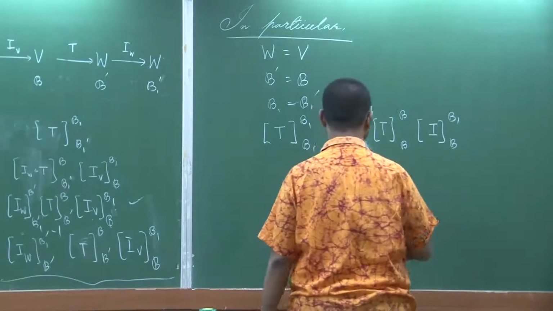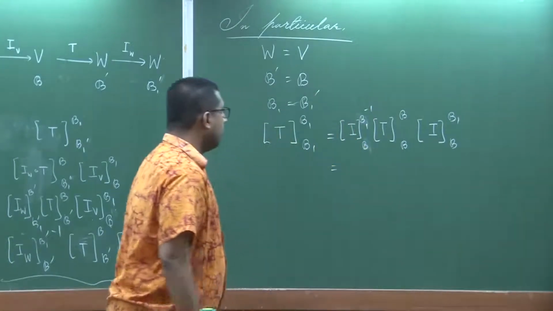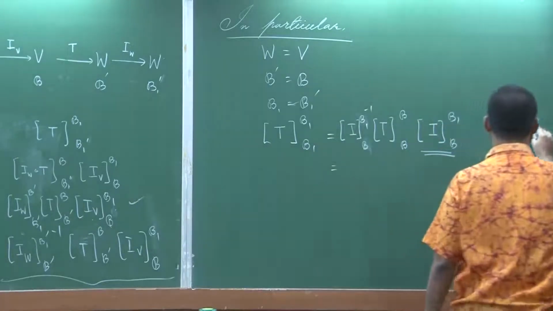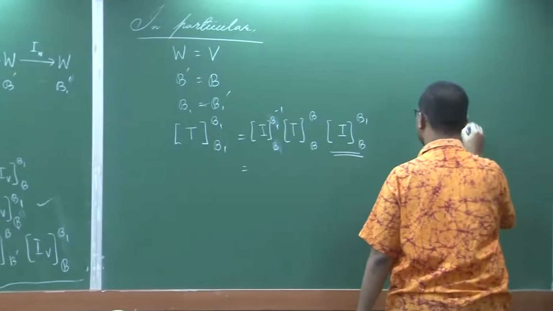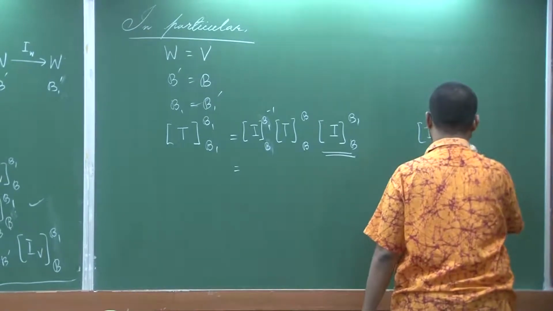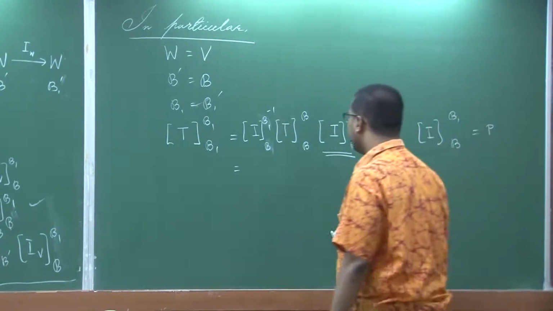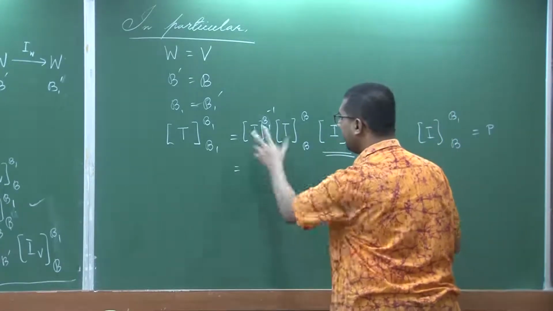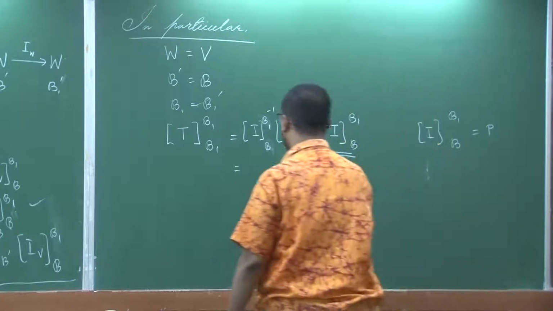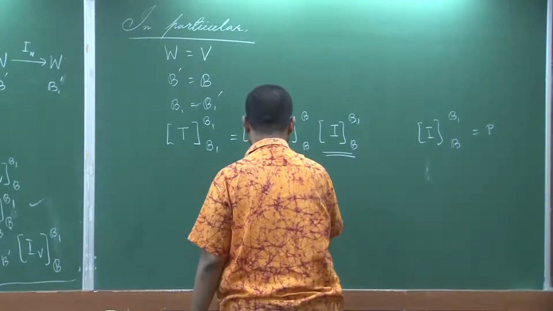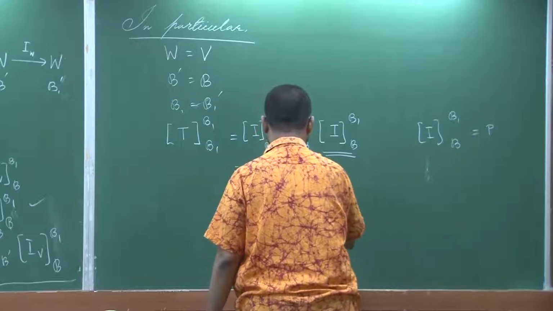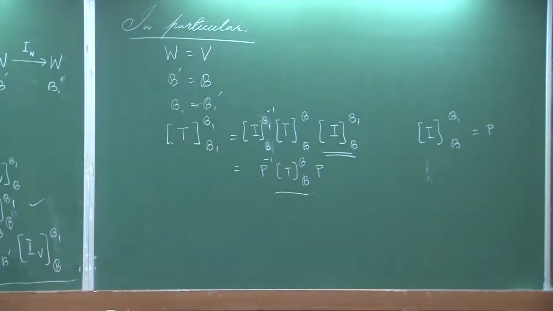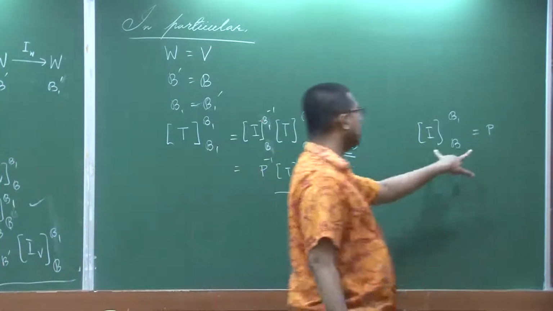So, now you see that this matrix alone, what is this matrix? B1 B, if you call it P, then this matrix is nothing but the inverse of that. So, therefore, we have it in the form P inverse BB P, right, where P is that invertible matrix.